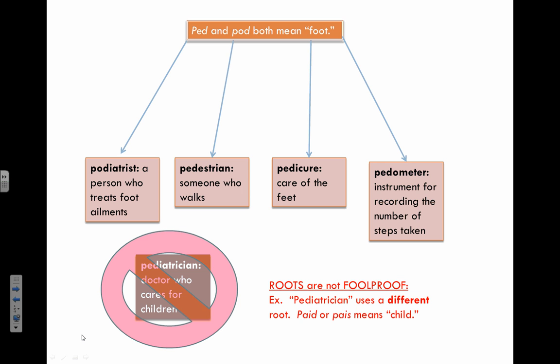So when you first glance at this, you might suspect that a pediatrician, like a podiatrist, has something to do with feet. In this case, you would be incorrect because, as we all know, a pediatrician is a doctor who cares for kids. So please remember, roots are not foolproof. Just because you see the three letters doesn't necessarily mean that the word uses the root. So always look at context clues. This word actually uses a different root. Pediatrician uses paid or pais, which means child. So always be careful.